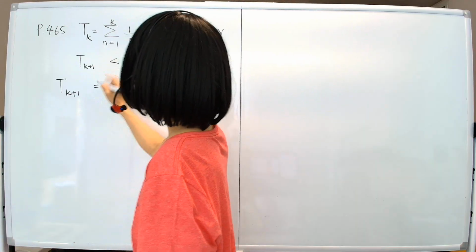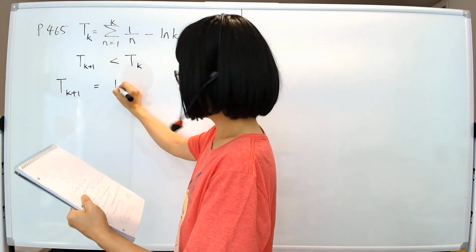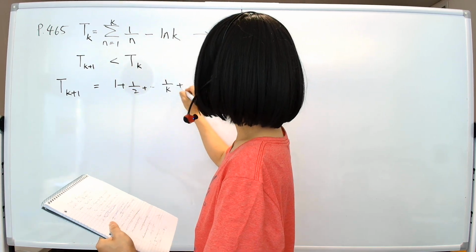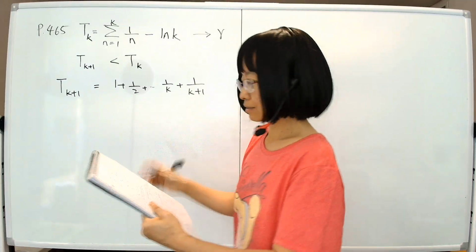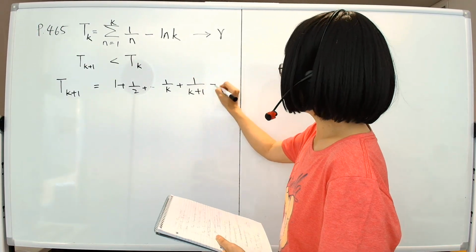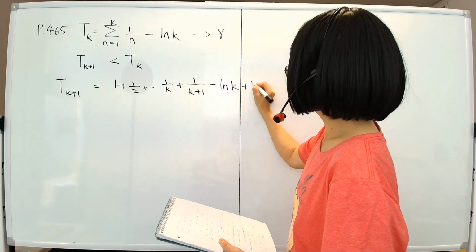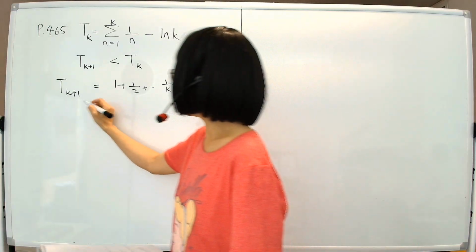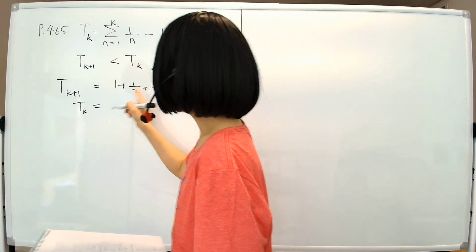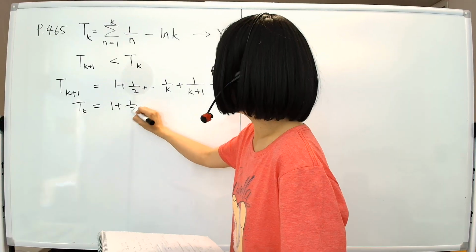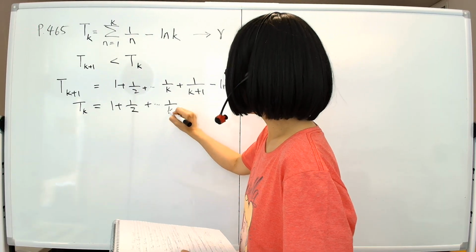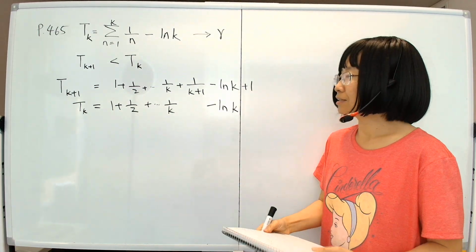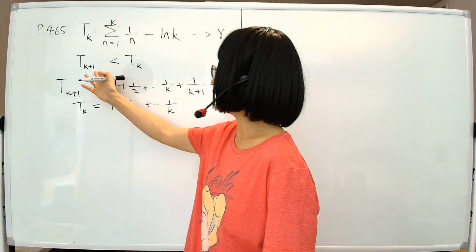Tk plus 1, following that formula, is 1 plus 1/2 and then all the way add up to 1 over k, and then up to 1 over k plus 1. All right, and then minus the natural log of k plus 1, being that we're doing tk plus 1, right? And then tk is most of that stuff: 1 plus 1/2 all the way plus 1 over k, but we don't have that last term, and then minus natural log of k. Okay, so then what we're going to do is calculate what is tk plus 1 minus tk.